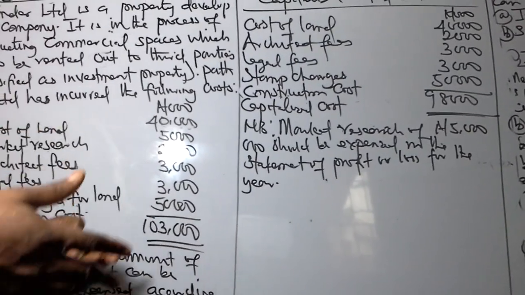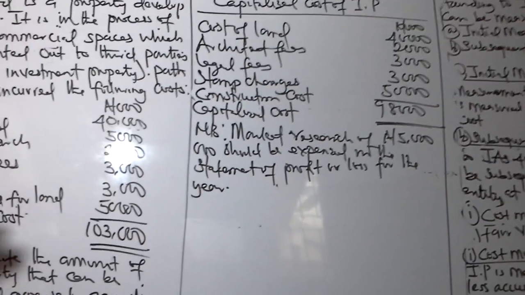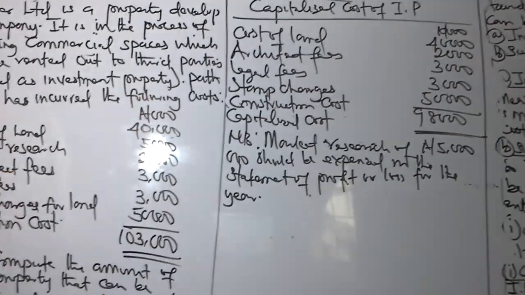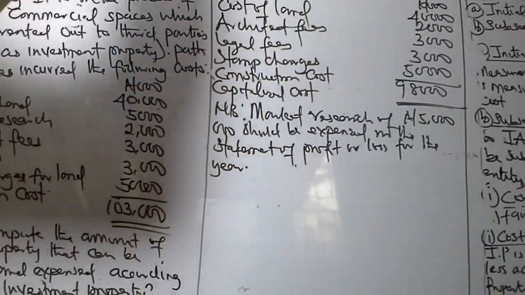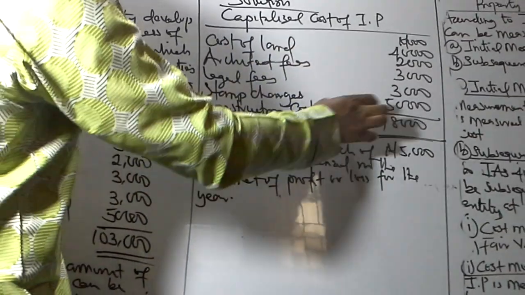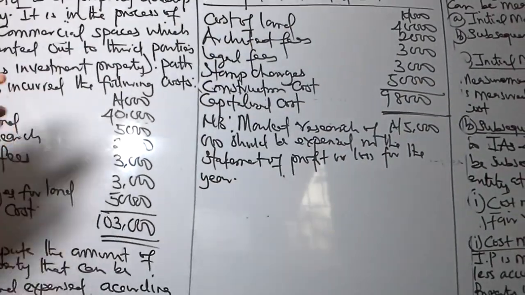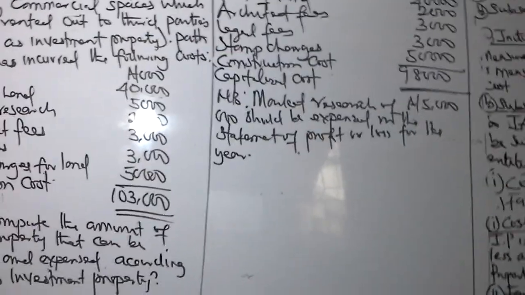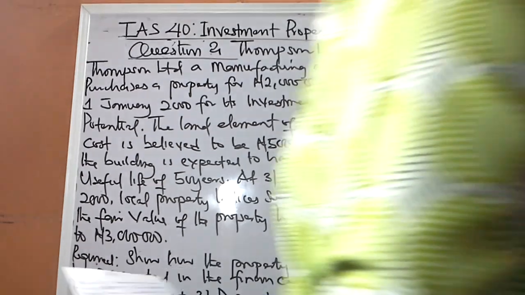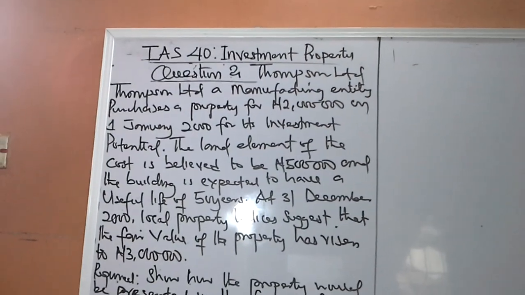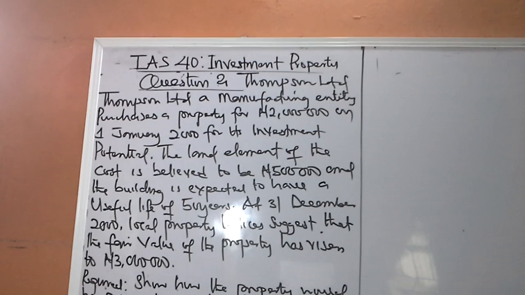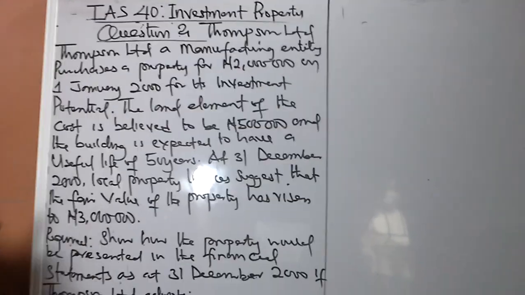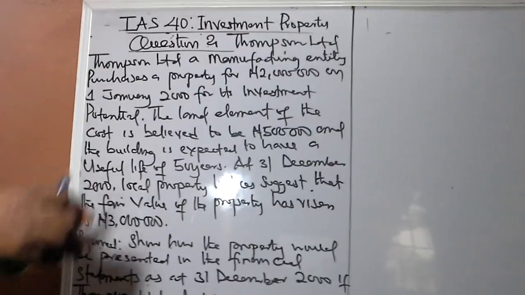Thereafter, at the end of the year, that is subsequent measurement. You can now choose: should I use the cost model or the fair value model? But for the very first time, on this date, this is the cost of our investment property that will go into our account. So let's see the next question. This is the second example on investment property, and it will show us how to treat subsequent measurement of investment property.